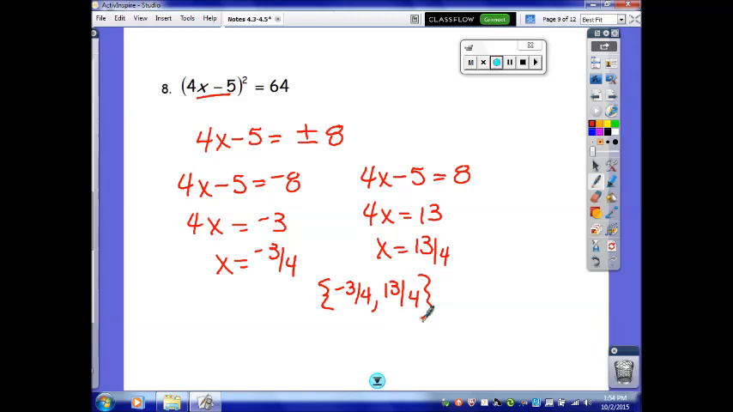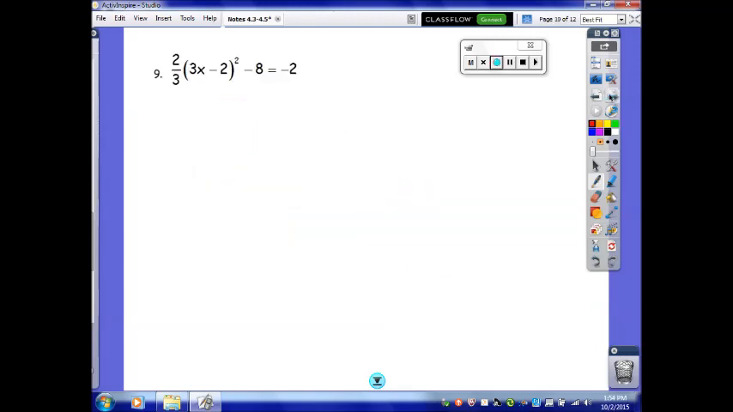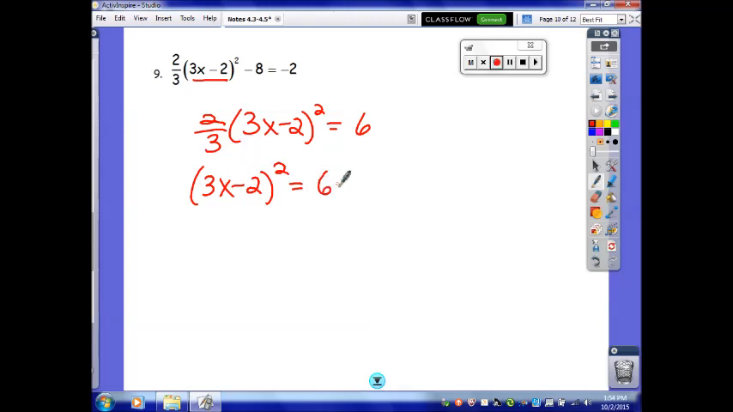All right, let's do one more. So here again, I see that's already been factored for me, so I'm going to isolate that term. The first thing I'm going to have to do is add 8, and I'm going to get 6. Then I'm going to have to multiply by 3/2. So 6 times 3/2. So I'm going to get 3x minus 2 squared is equal to 9.